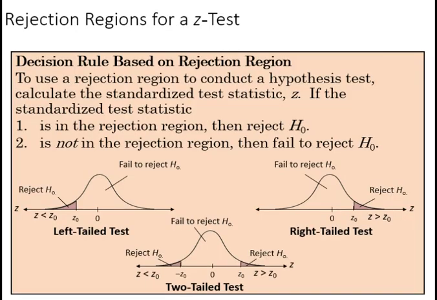For the decision rule based on a rejection region, if we use a rejection region to conduct a hypothesis test, we calculate the standardized test statistic because that's our cutoff area. If the standardized test statistic is in the rejection region, then we reject the null. If it's not, we fail to reject the null.